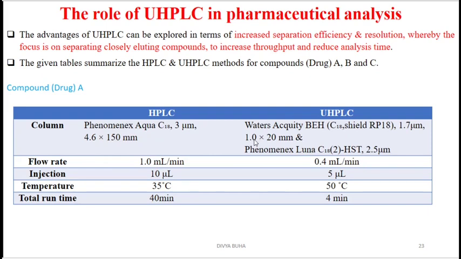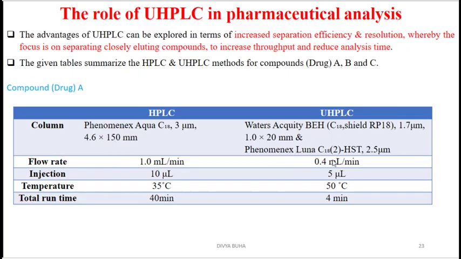So the columns which are used in UHPLC would be more narrow as compared to the HPLC columns, and even the length of the columns would be lesser. You can see over here there is a huge difference in the length of the column. Over here it is a 20 mm column, and over here it is a 150 mm column.